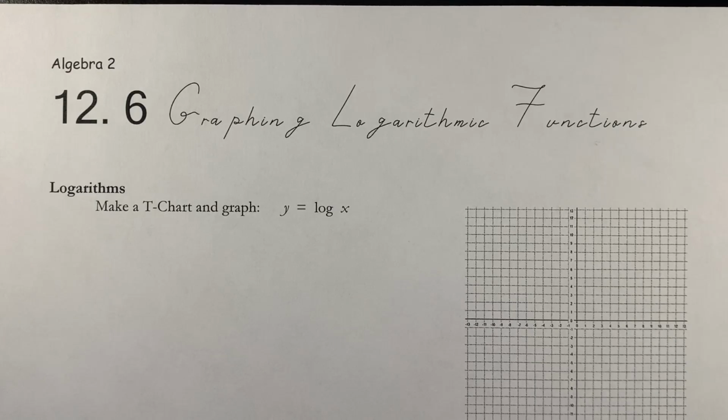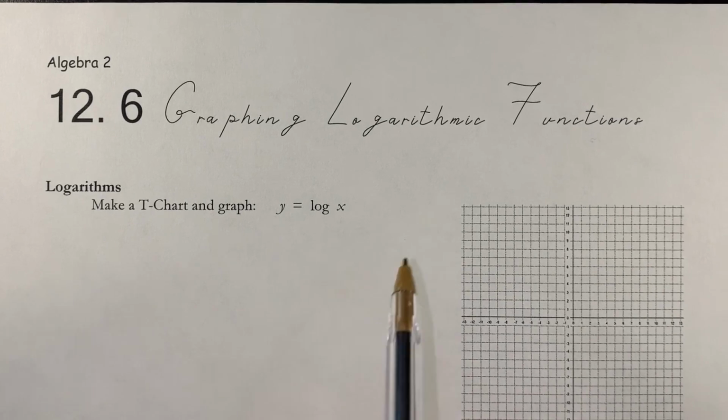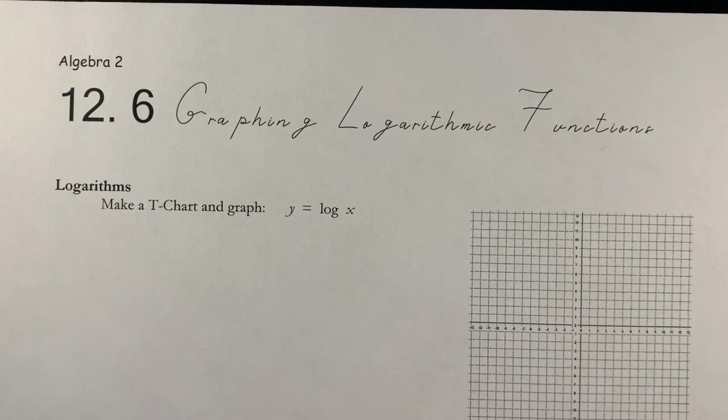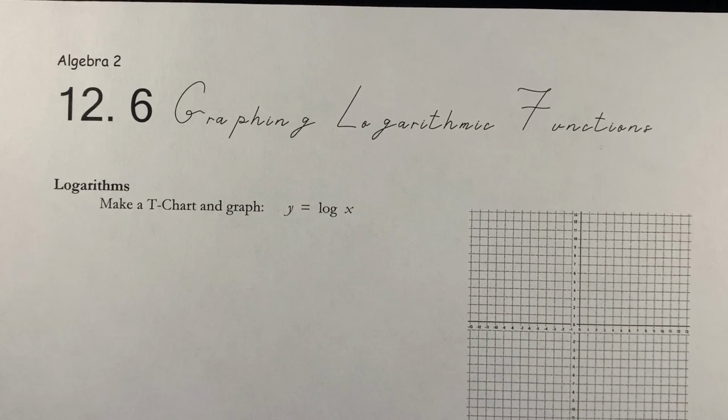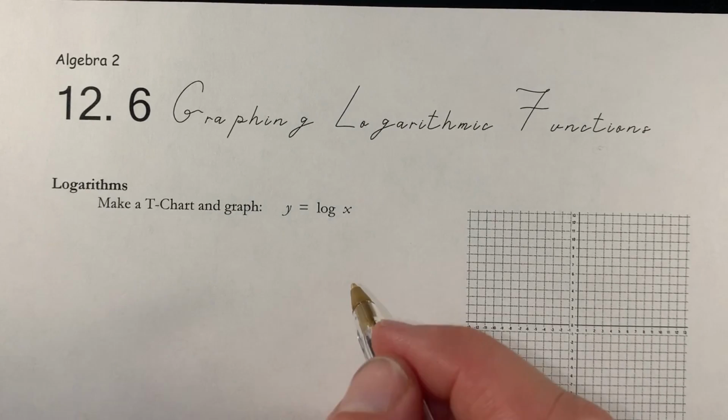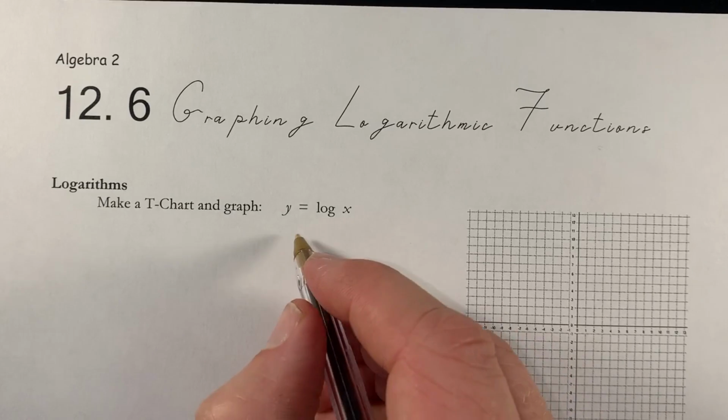Hey guys, today we're going to talk about graphing logarithmic functions. Okay, so we are going to make a t-chart and graph based on that t-chart. Now, in order to make that t-chart, I find it easiest to put this in exponent form. It's not the only way this can be done, but I think that's the easiest way to find our points.